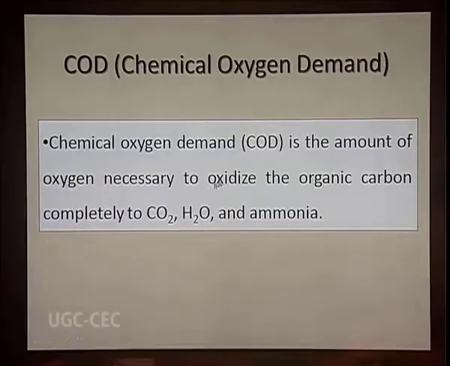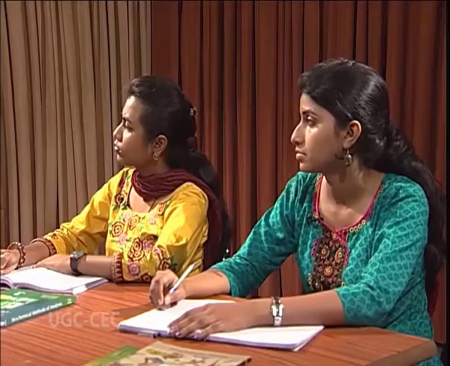COD is the amount of oxygen which is necessary to oxidize the organic carbon completely to carbon dioxide, water and ammonia. That means when we calculate the COD, we are basically oxidizing the whole organic matter, whether this is the organic compound or the biological entities which are present in that water body. So everything which is organic in nature will be oxidized and we find out the amount of carbon dioxide, water and ammonia. Ma'am, what is the difference between BOD and COD?